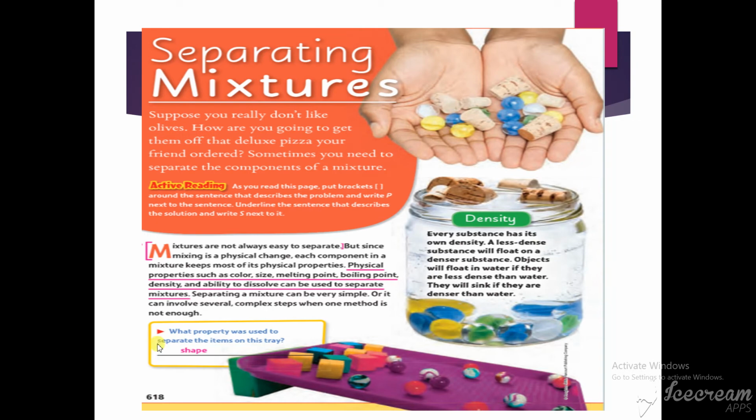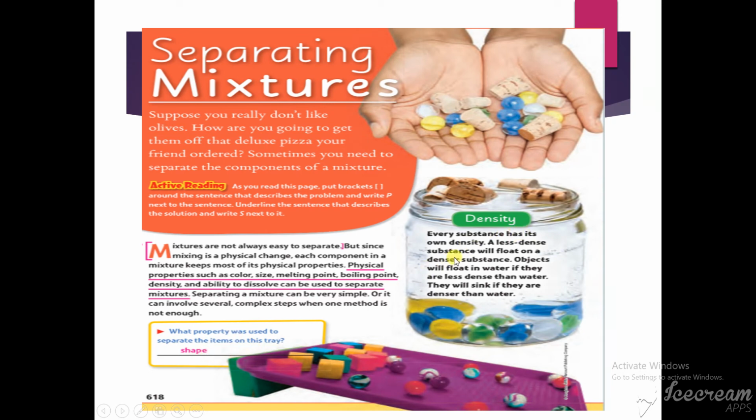What property was used to separate items on this tray? What do you see here? Shapes or colors? Here they are taking the circles and here the cubes. So of course shape. You can also write shape and color; color is also not wrong. But in this tray, they haven't put the pink together or the yellow together. They have just separated them by their shapes. So that's why shape is the answer.